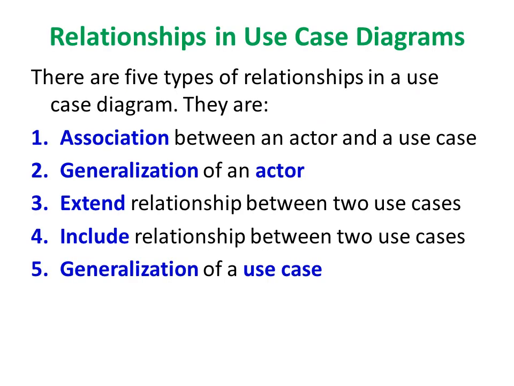In the use case diagram, there are 5 types of relationships, which are associations, which are between an actor and a use case. Each actor should be associated with at least one use case, and each use case should be associated with an actor as well. Then a generalization of an actor and a generalization of a use case. Extend and include relationships are between 2 use cases, and I will explain them in more detail.